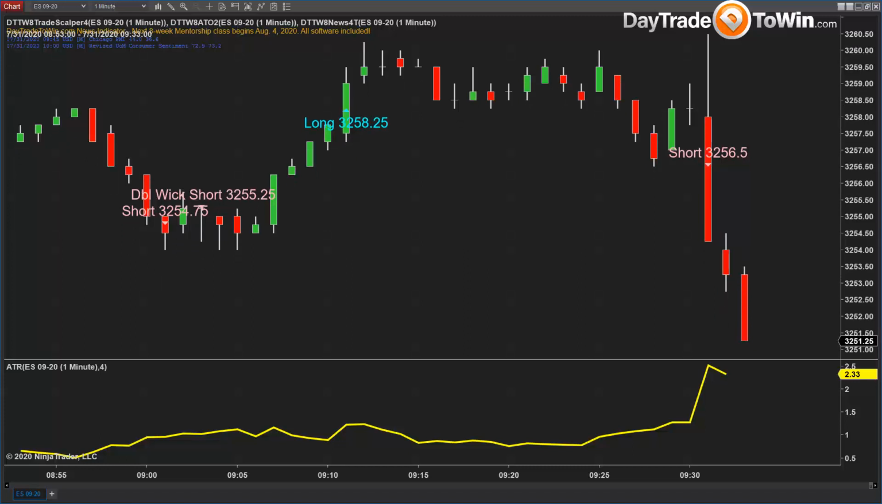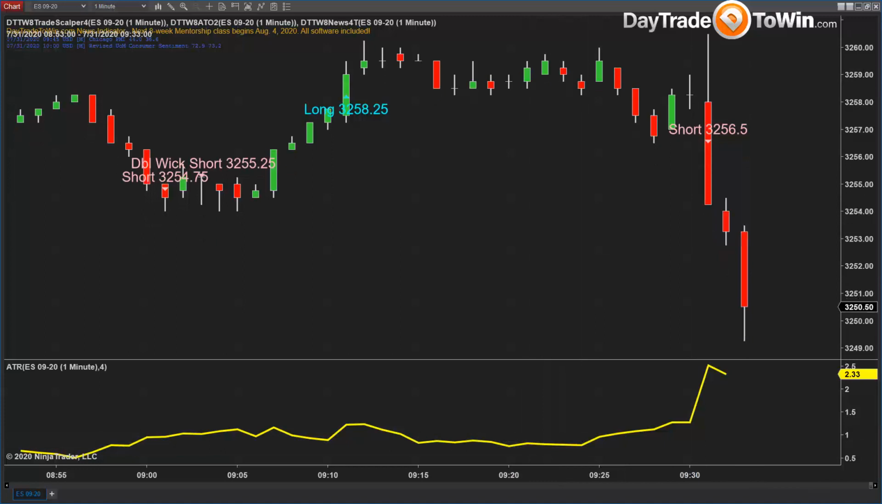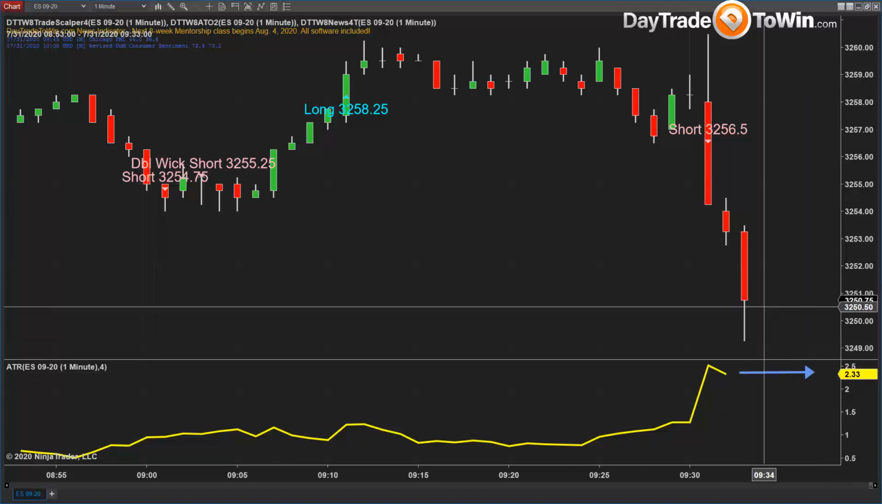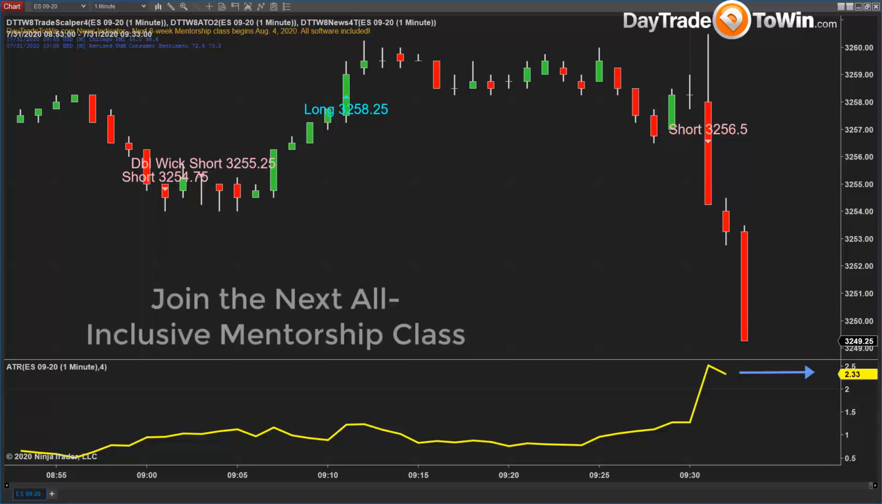There's an explosion. So what we have here is the ATR, the average true range. I like to use a setting of 4. And this value that you see here at 2.33 is telling me that each of these candles that you see has a high to low range of about 2.25 points. I'm just rounding down to the nearest quarter point.